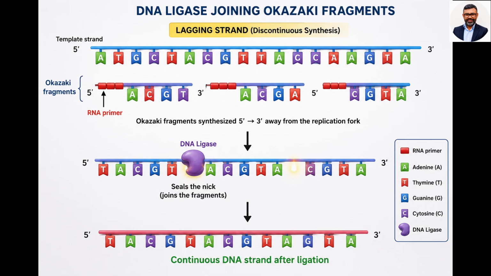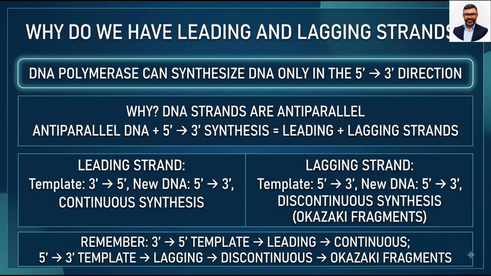Later, these fragments are joined together by DNA ligase. So remember, leading strand: continuous synthesis; lagging strand: discontinuous synthesis. And the reason is that DNA polymerase can synthesize DNA only in the 5' to 3' direction.